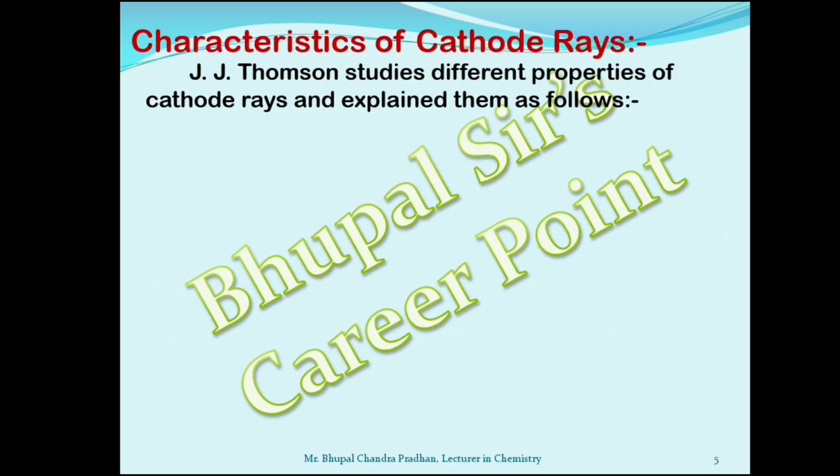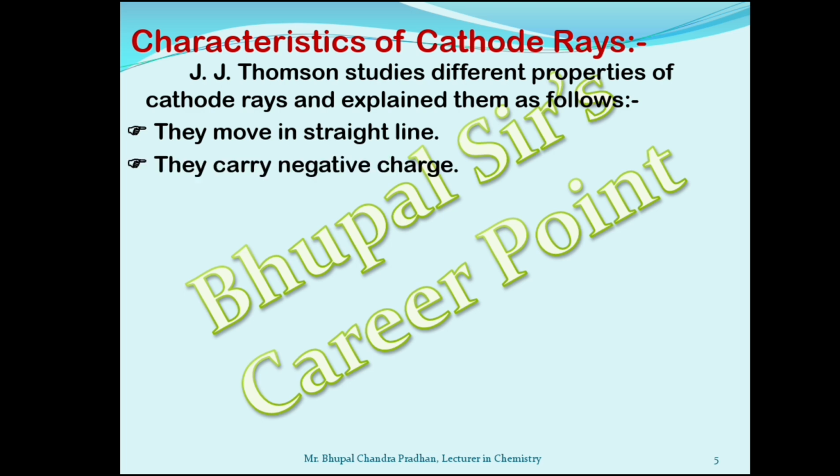Characteristics of the cathode rays. J.J. Thomson studied the different properties of the cathode rays and explained them as follows. They move in a straight line. How did J.J. Thomson conclude they move in a straight line? Whenever an obstacle is placed in the path of the cathode rays, the shadow of the object is obtained, which indicates that they move in a straight line.